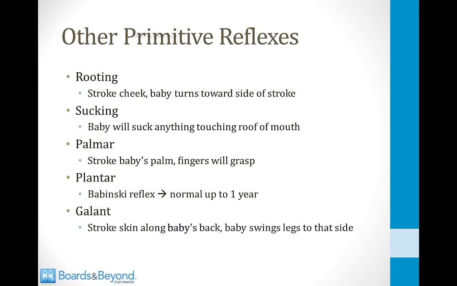The rooting reflex is when you stroke the baby's cheek. It turns toward the side of the stroke. The sucking reflex is how the baby will suck anything that's put on the roof of its mouth, and is usually done by putting a finger in the mouth of the baby. A palmar reflex is when you stroke a baby's palms, its fingers will grasp your finger. Plantar reflex is the Babinski reflex, which we just talked about, and that's normal up to a year. And for the Galant reflex, you sort of hold the baby under your arm in the air and you stroke its back, and it will swing its legs from one side to the other.